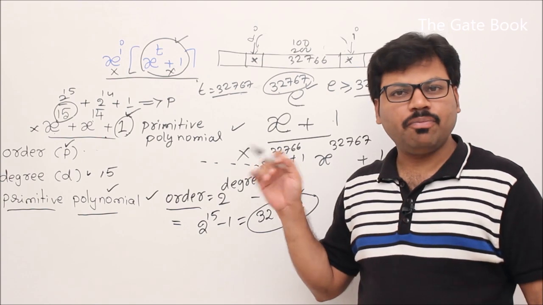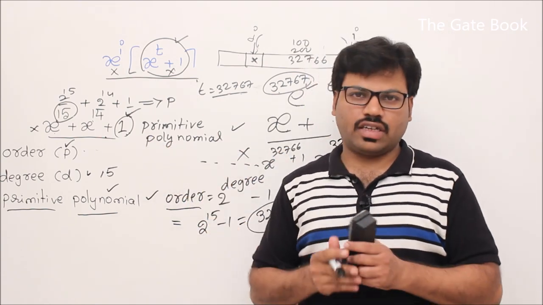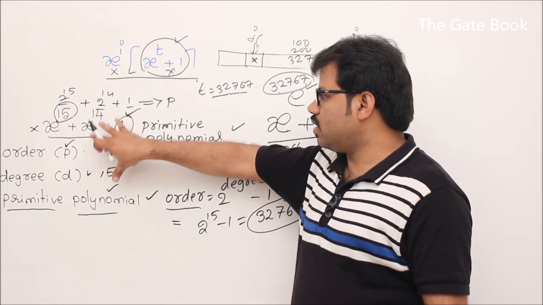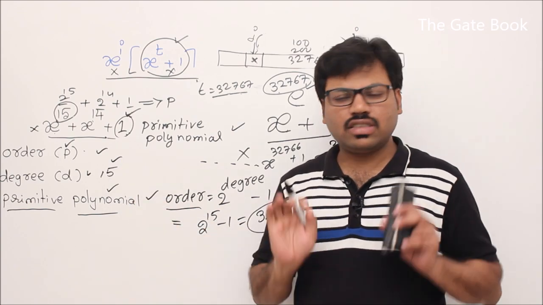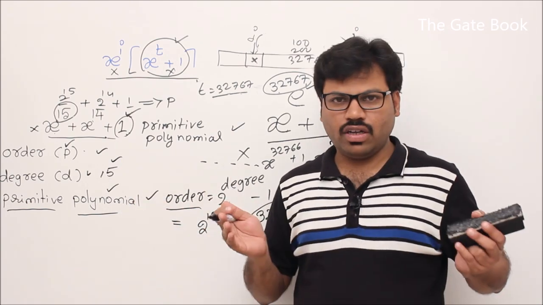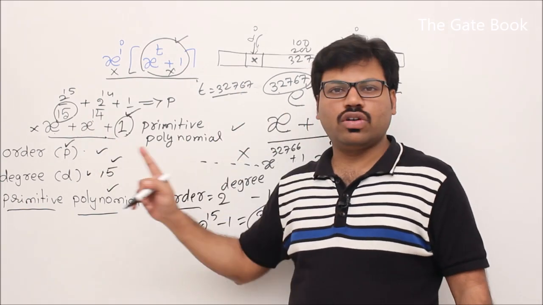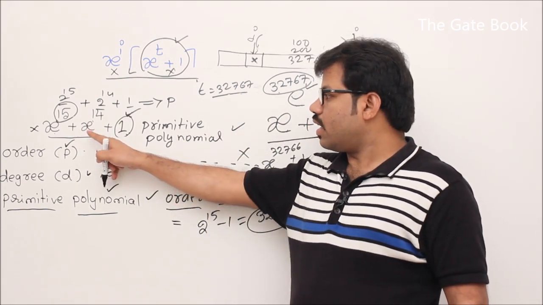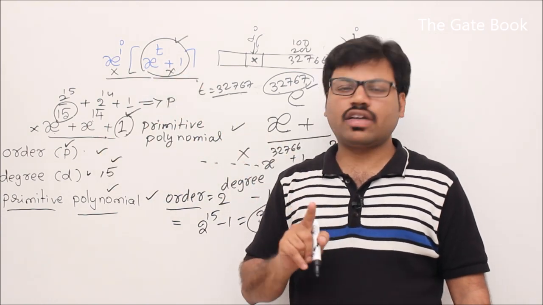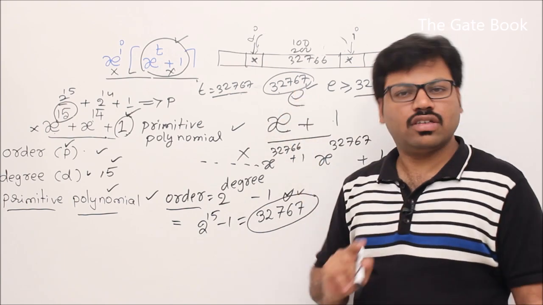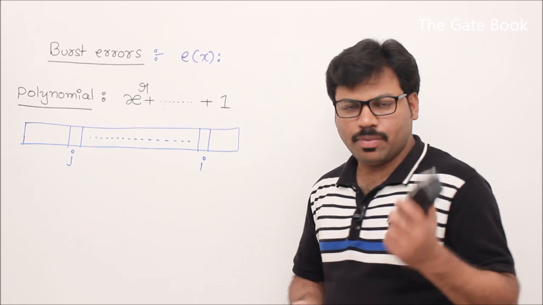Just remember it. In GATE they don't ask questions related to this because it is a very advanced thing. To understand these results, you should know what order is, what degree is, everything. If you understand, that's okay. If you cannot understand, simply leave it. Remember the result: this polynomial is good because it can divide only x power t plus 1 if t is greater than or equal to 32,767. If you remember that, that is enough from this side. Now we'll see burst errors.